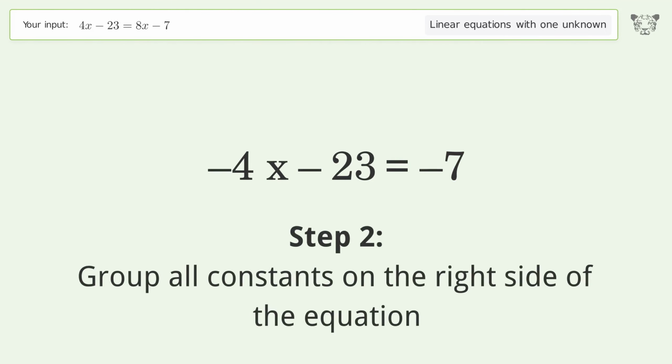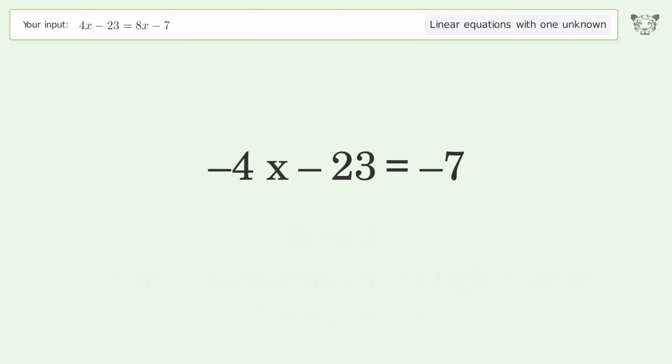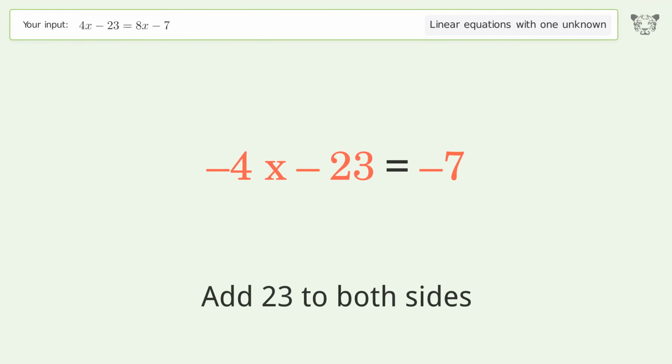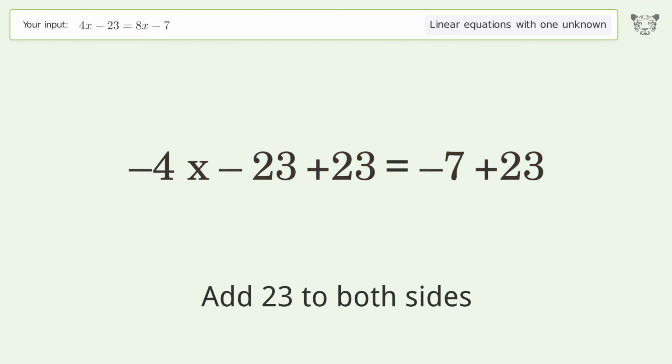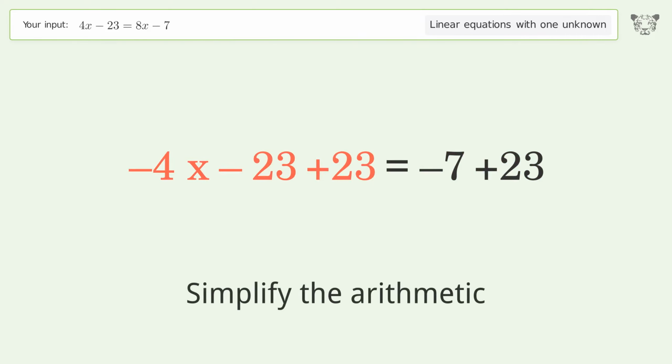Group all constants on the right side of the equation. Add 23 to both sides. Simplify the arithmetic.